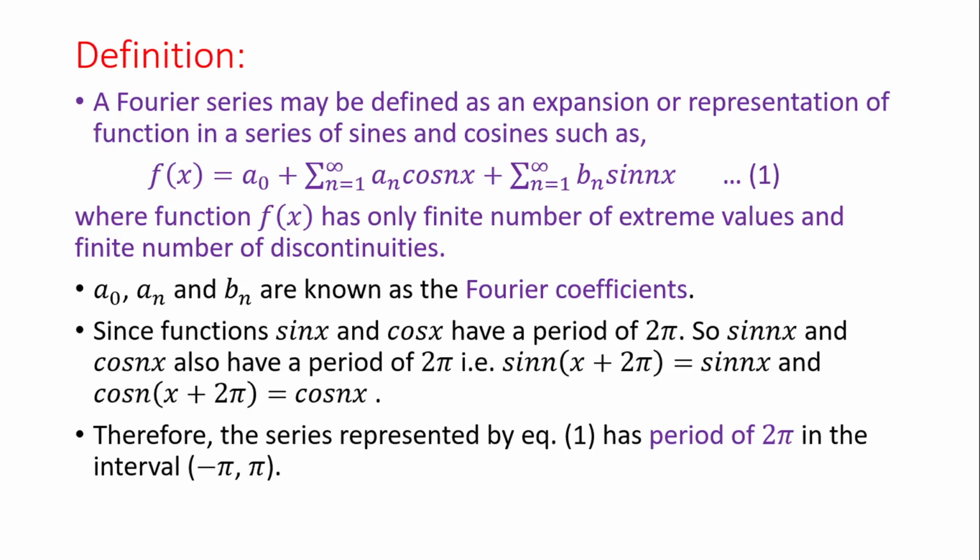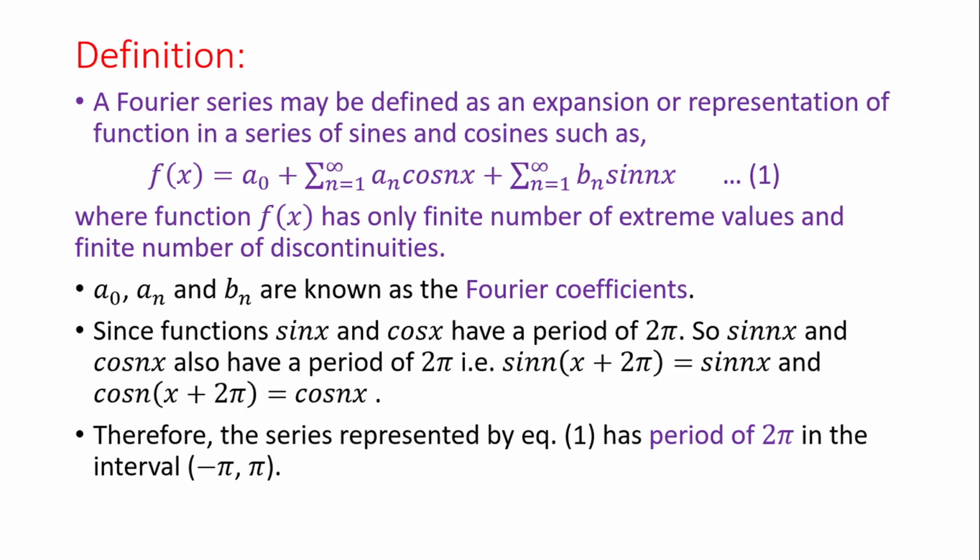written as f(x). Here f(x) is a function, f(x) equal to a0 plus summation n equal to 1 to infinity an cos nx plus summation n equal to 1 to infinity bn sin nx. This is equation 1 shown on the present slide, where f(x) has only a finite number of extreme values and a finite number of discontinuities. Now, what are these extreme values and discontinuities? We will discuss in the next coming articles.